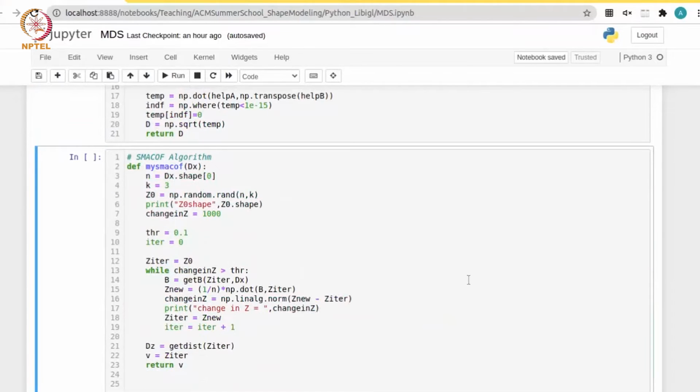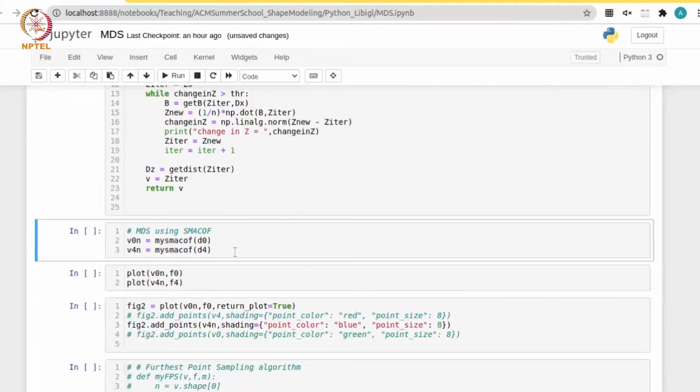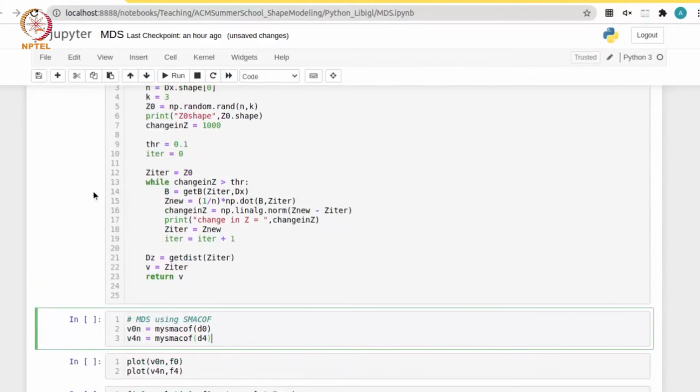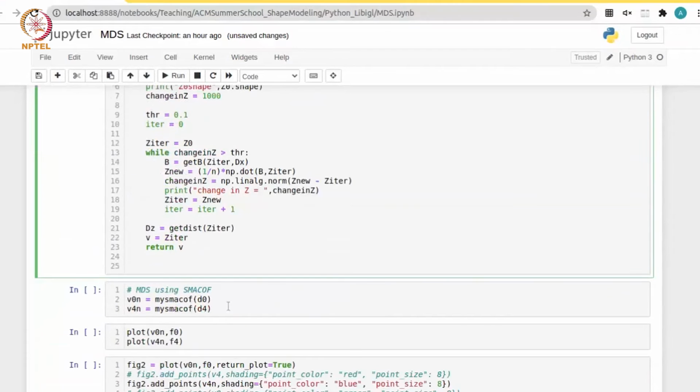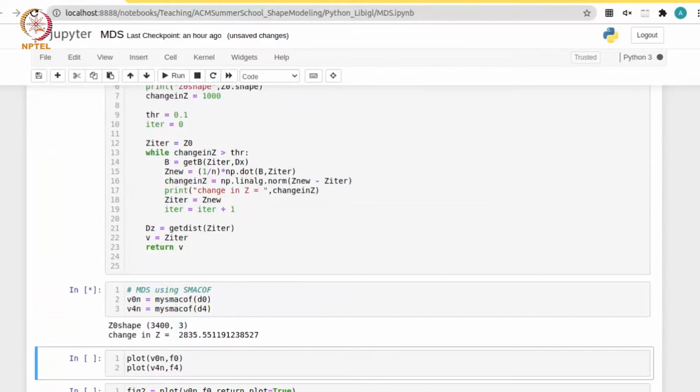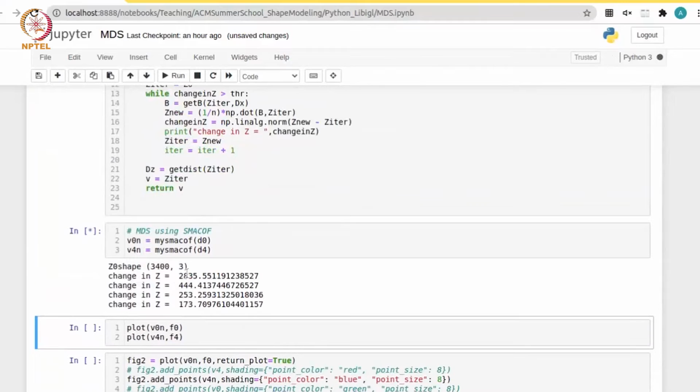Again, this is an iterative process, remember. So here it is. D0 is the pairwise distance matrix for cat0, and D4 is the pairwise geodesic distance matrix for cat4. Run this. I'm taking a risk in the sense that I think the algorithm starts from a random point, as you can see over here, and then it iterates. So I do not guarantee how quickly this will converge. It may take quite some time. This is for the first mesh, the cat0 mesh.